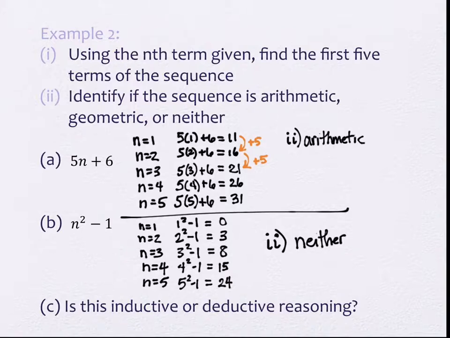I mean, like, immediately. Because why? There's a 0. Yeah, because there's a 0 in my sequence, it's 0, 3, 8, 15, 24. I can't multiply 0 by anything and get anything to 0, right? So that's done. There's definitely not going to be geometric.